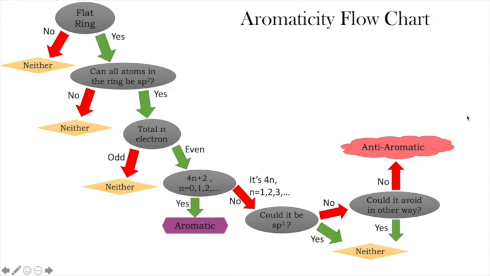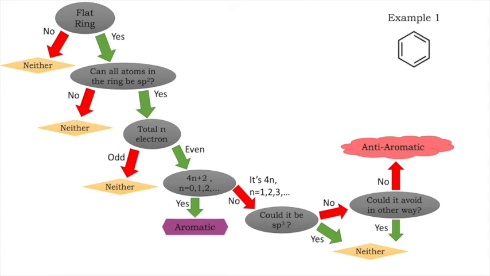So here, she even added examples to this. Check this out. We've got benzene first. You already know that one's aromatic, but let's see how it goes down the flowchart. Is it a flat ring? Yes. Can all atoms in the ring be sp2? Yes, they are. Does it have an even number of pi electrons? It has 6. That's an even number. Does it fall into the 4n plus 2 number of pi electrons? Yes. If n equals 1, you have 4 plus 2 is 6. So it's aromatic.